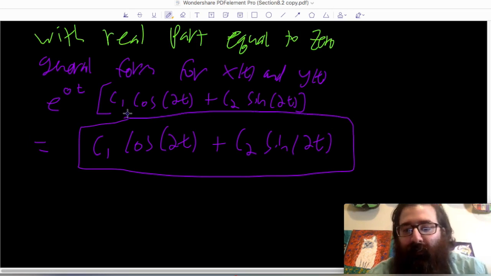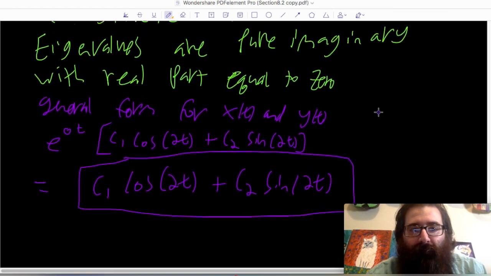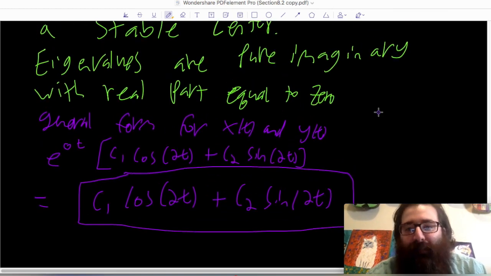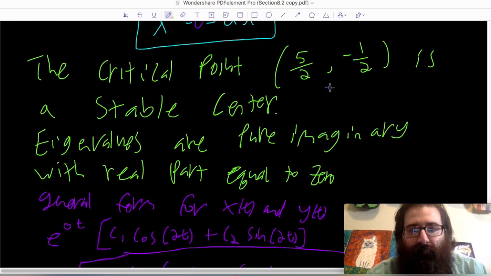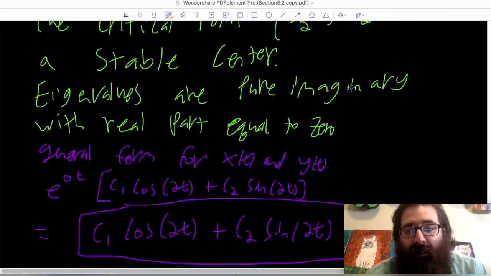So this is just going to oscillate. Because I don't have that exponential function, I have nothing to move my trajectories towards nor away from the critical point. We just sort of end up pacing around that critical point. So that's what we mean when we say we have that stable center. So stable center at 5/2, -1/2.